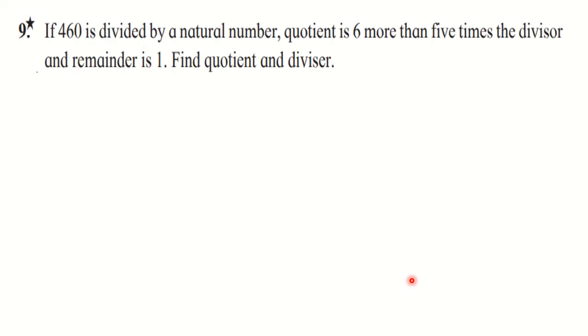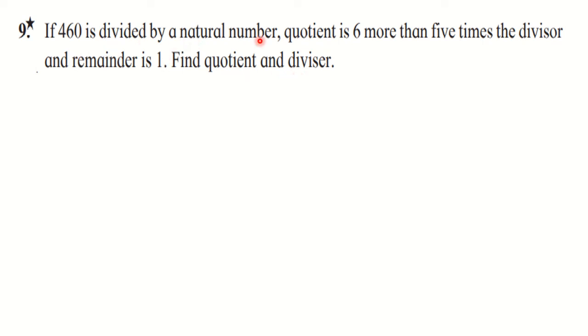One more last sum I am discussing now. If 460 is divided by a natural number, quotient is 6 more than 5 times the divisor and remainder is 1. Find the quotient and the divisor. Here you know the relation between dividend and divisor and quotient. So write down that relation. Dividend is equal to divisor into quotient plus remainder. So here we have to find quotient and divisor both.